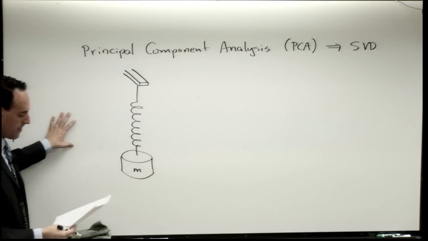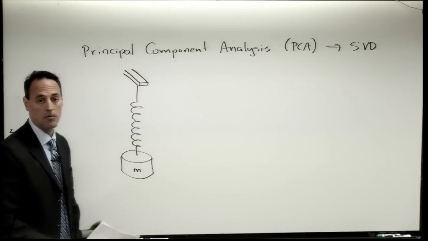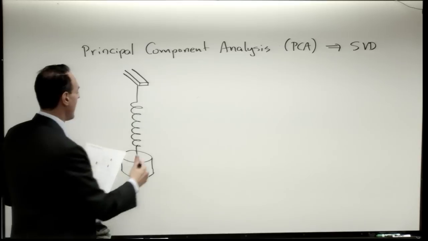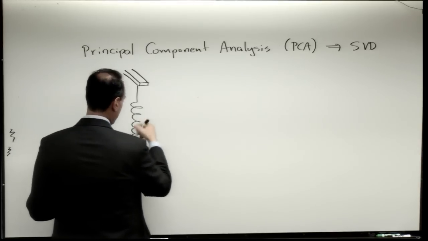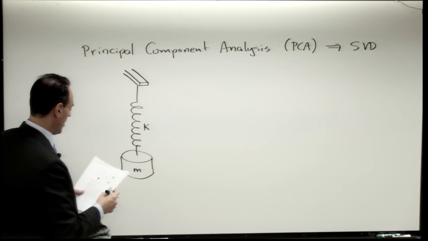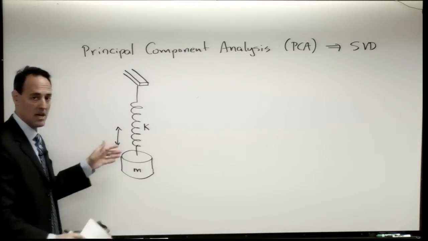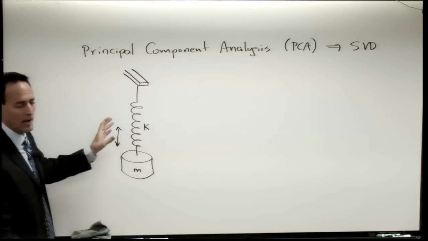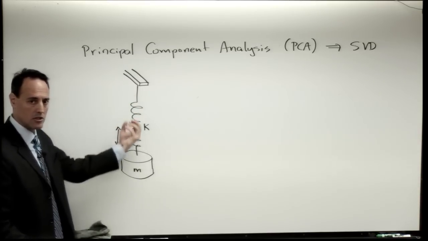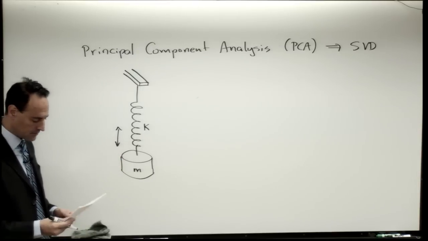Now what I'm going to do is pull this mass down and let it go. This spring has some spring constant K, and normally if you just let this thing go, it's just going to oscillate up and down. Of course, I could swing it and so forth, but for right now, let's constrain it so that I release it exactly from underneath, and it's just going to start to oscillate. Okay, so that's the physical system we have.